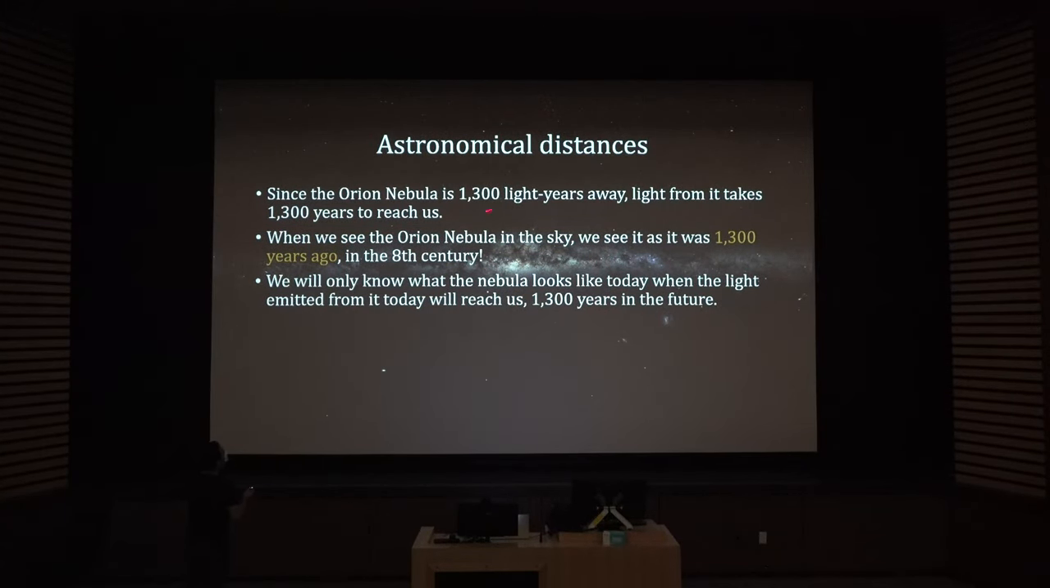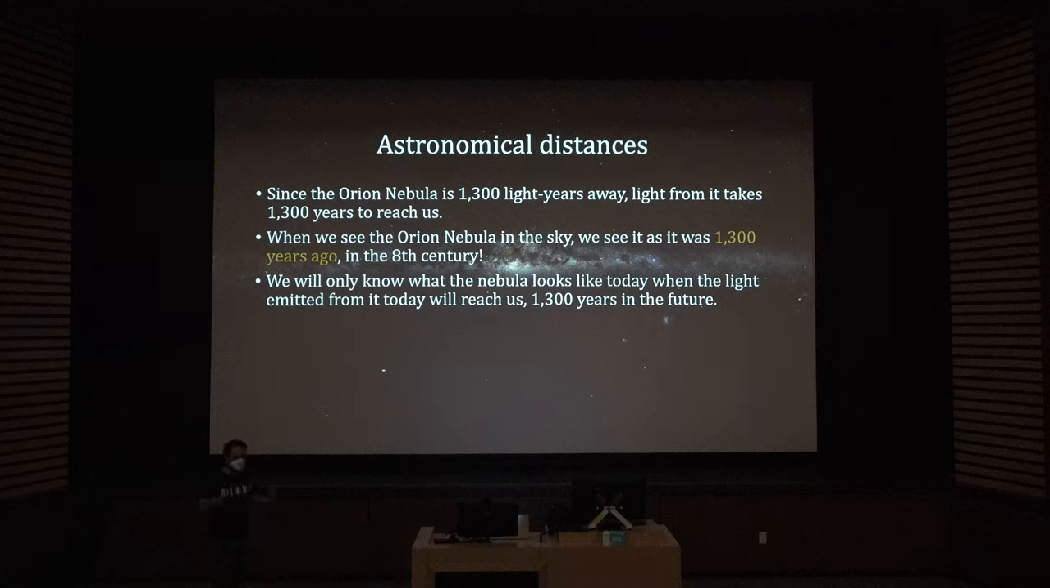Now, since the Orion Nebula is 1,300 light years away, light from the Orion Nebula takes 1,300 years to reach us, right? What is a light year? It's the distance that light travels in 1 year. So to travel 1,300 light years, light has to travel for 1,300 years. So when we see the Orion Nebula in the sky, we actually see it as it was 1,300 years ago, which was actually in the 8th century. We're not seeing it as it is today.